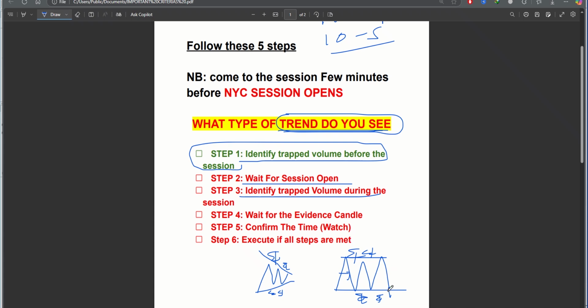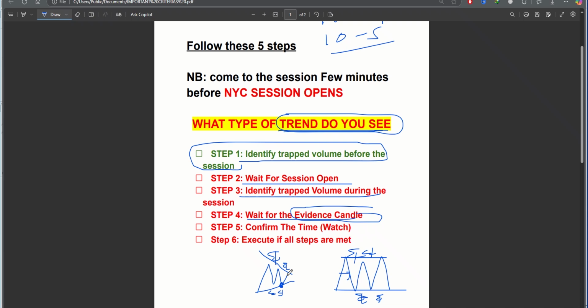So at this moment right here, there's nothing. We don't even have an urge. Okay, which is why we have the following step: wait for the evidence candle. Now guys, this is important. This is the biggest candle that breaks out of the pattern. If this is your pattern, we consider the biggest candle from the last touch down here.